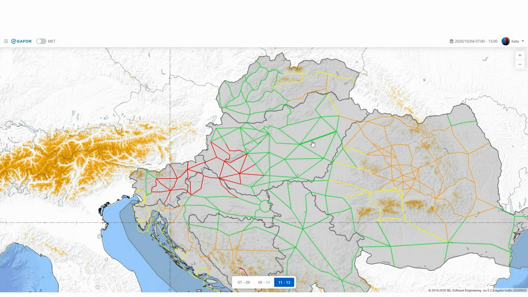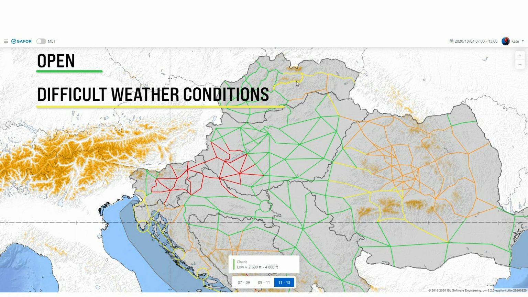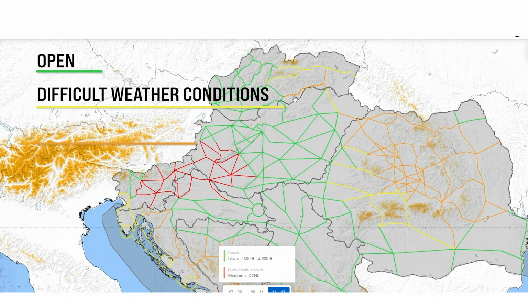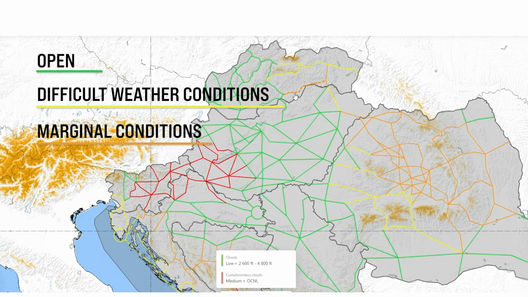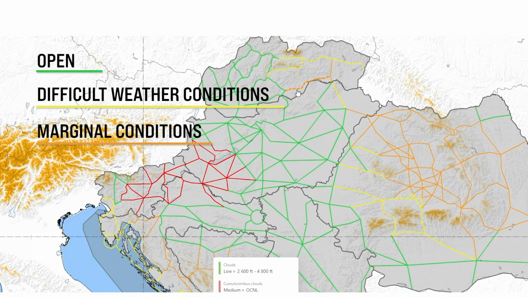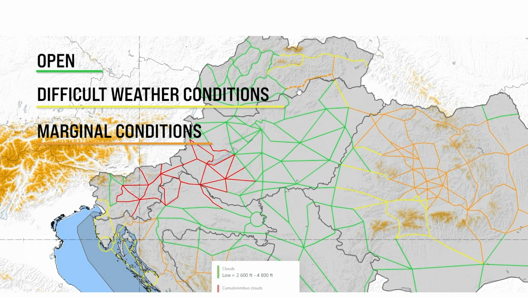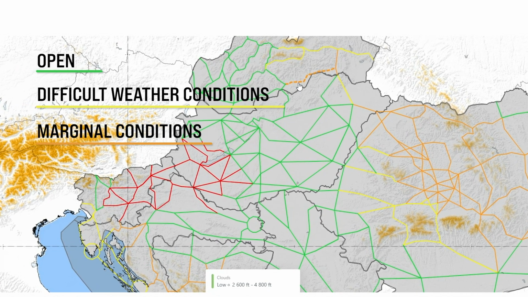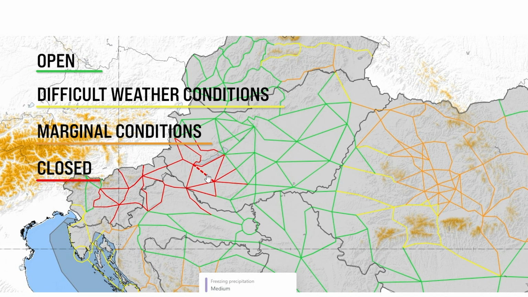eGAFOR translates meteorological forecasts into traffic light colors. Green, open. Yellow, difficult weather conditions for VFR operations. High level of skills and knowledge of local conditions is required. Orange, marginal conditions not suitable for standard VFR operations. High level risk for aircrew under VFR conditions. High level of skills and knowledge of local conditions and terrain is required. Red, closed.